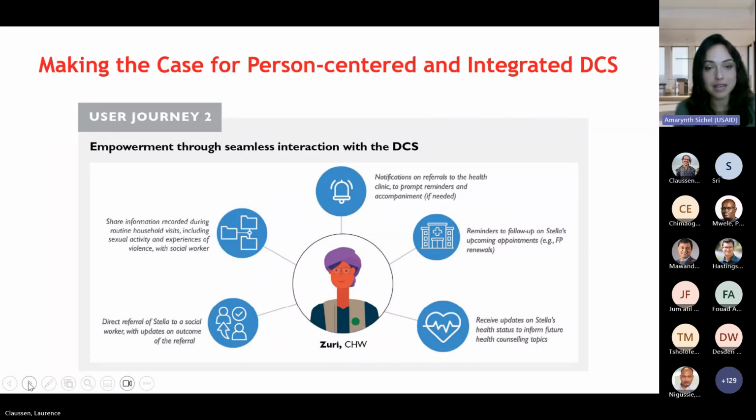So Zuri wouldn't have to go find that form. And Zuri could even be updated on the outcome of the referral. So she'd know whether Stella was able to access care through that organization. Zuri could share key information about Stella with the social worker that's relevant for the social worker's work. And then Zuri could receive notifications about, for example, the referral to the health facility. So she could follow up with Stella to make sure that Stella was able to go. By addressing some of the challenges that Zuri faced, a digital community system can both make Zuri's job easier and also support integrated care and support for Stella. Next slide.